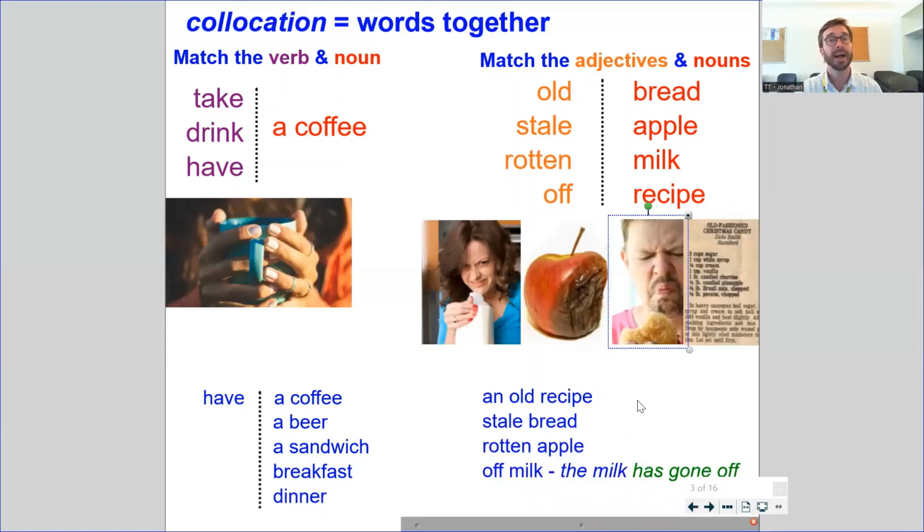Okay, how well did you do? Did you get all of them? Maybe, but this is a really good example of ways that you can record, whether it's verbs and nouns together, whether it's adjectives and nouns together, because this is the way that language is used.